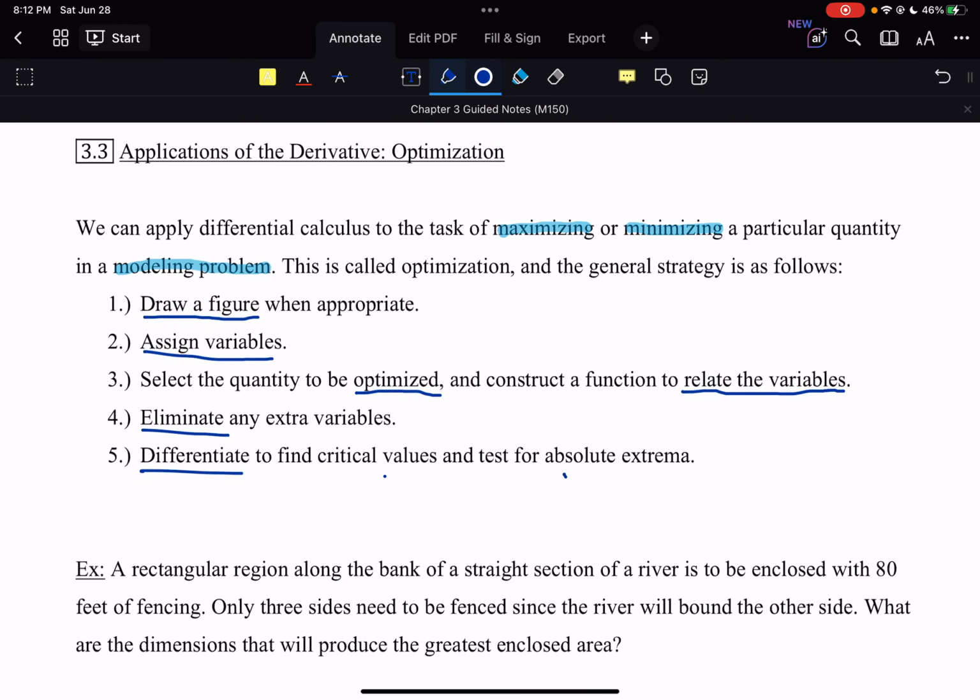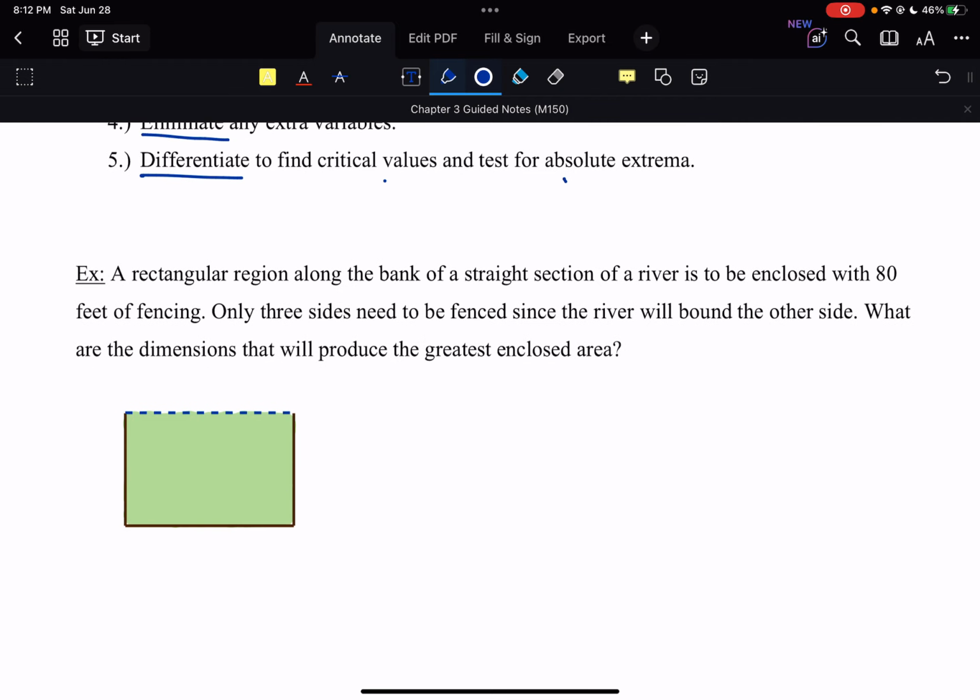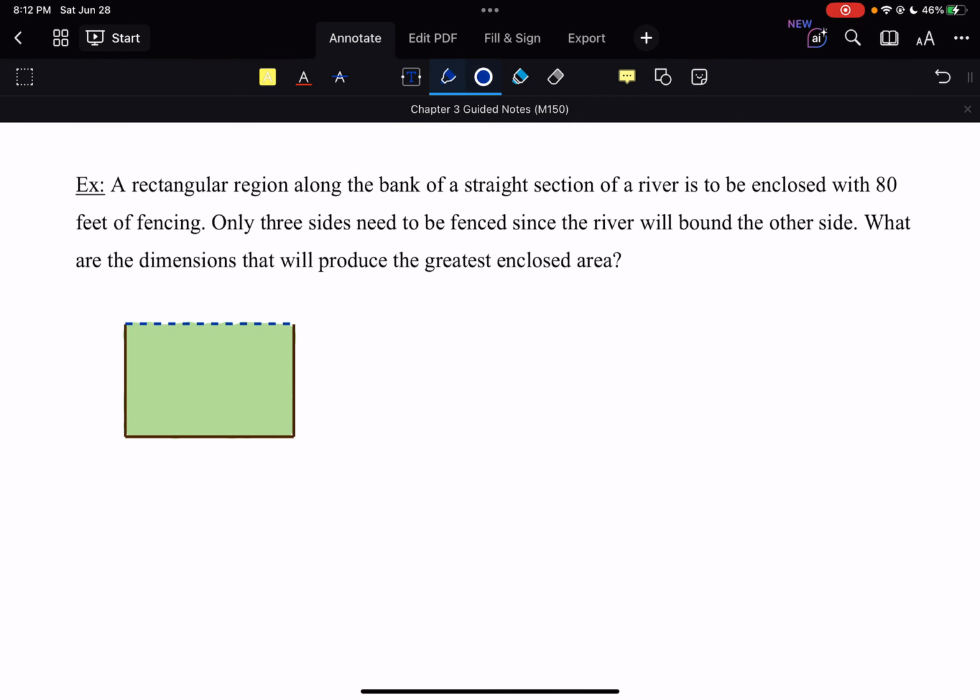So let's take a look at our first example here. A rectangular region along the bank of a straight section of a river is to be enclosed with 80 feet of fencing. Only 3 sides need to be fenced since the river will bound the other side. What are the dimensions that will produce the greatest enclosed area?